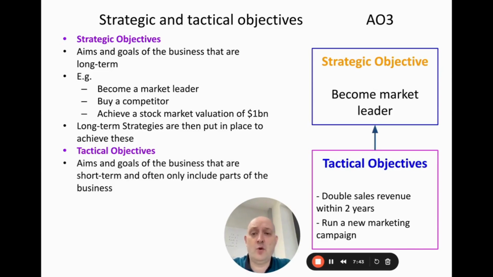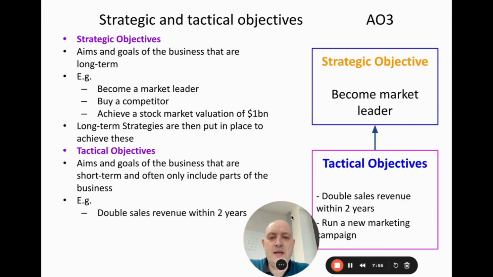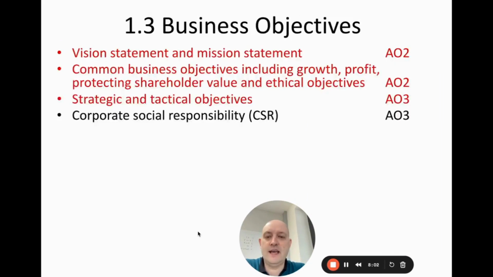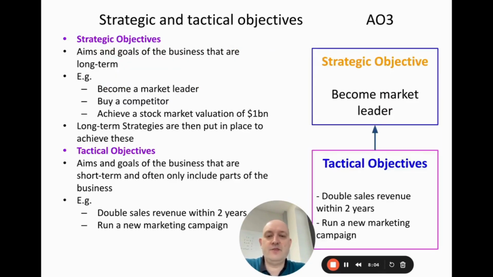In contrast, tactical objectives are still aims and goals of the business, but they tend to be short-term in nature, and they might only include a part of the business. I'll give you some examples and I'll come back and talk about them again. For example, one might be to double sales revenue within the next 2 years. Another one might be to run a new marketing campaign.